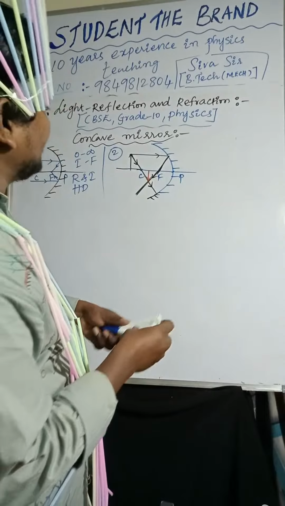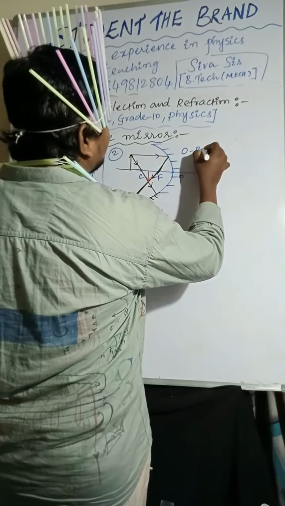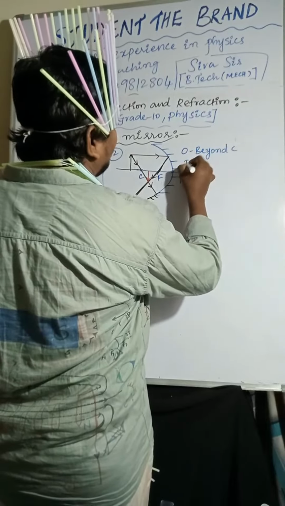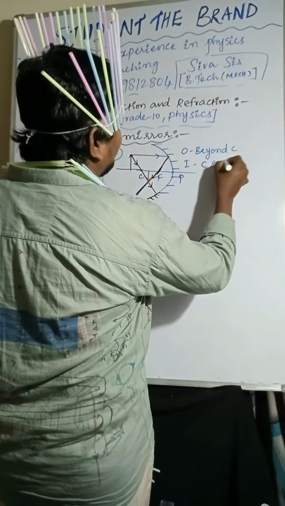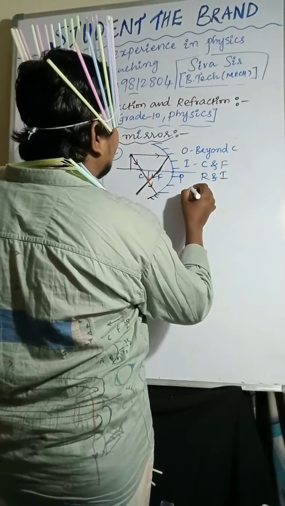Here object is beyond center of curvature. Beyond C, image is forming between C and F. Nature of the image is real and inverted. Size of the image is diminished.